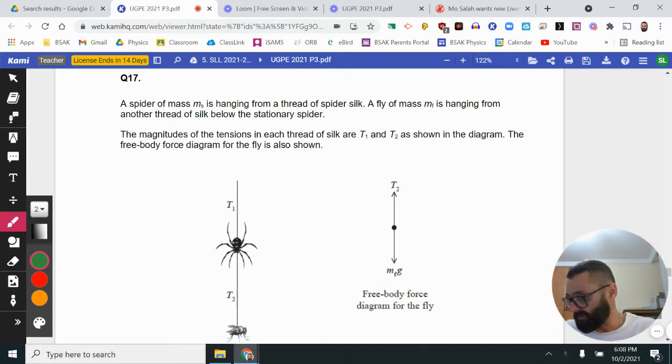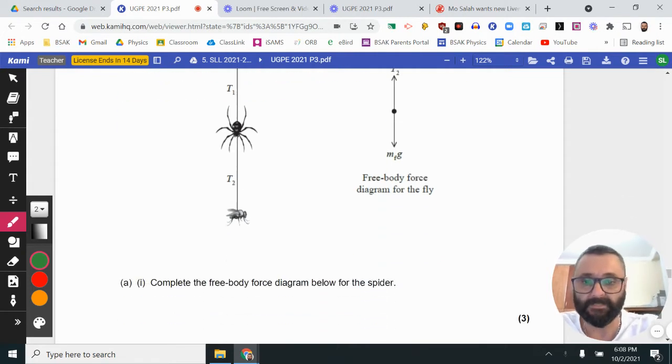Right, question 17, the spider question. This was tricky. This is by far the trickiest question on the paper, I think. And as a consequence, not surprisingly, not many people got the marks here. But anyway, let's go through it.